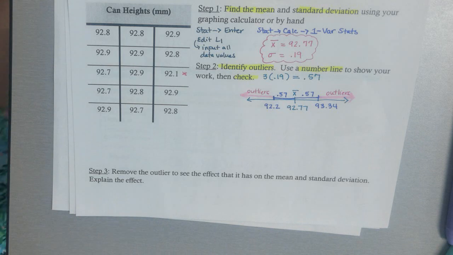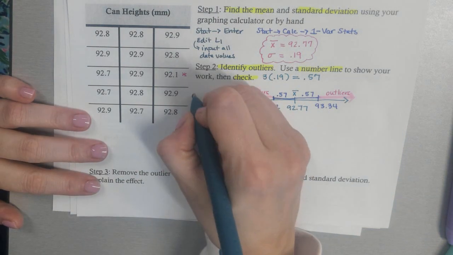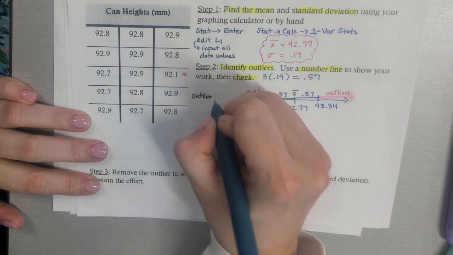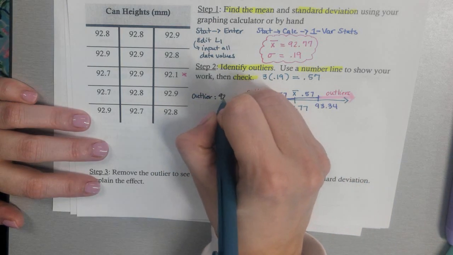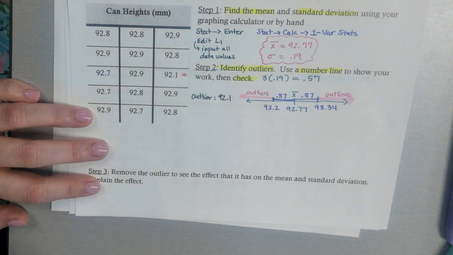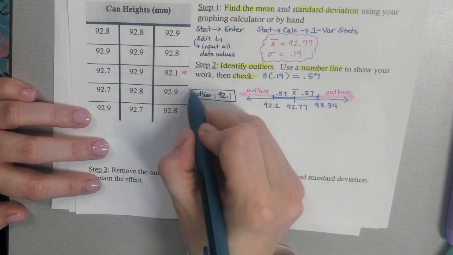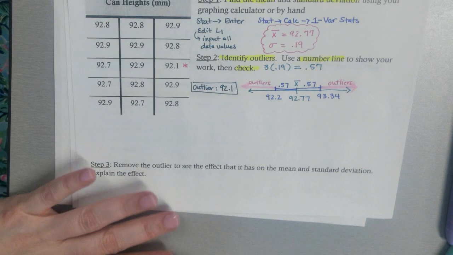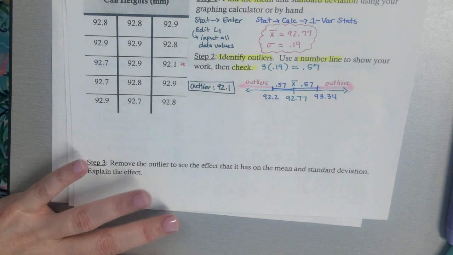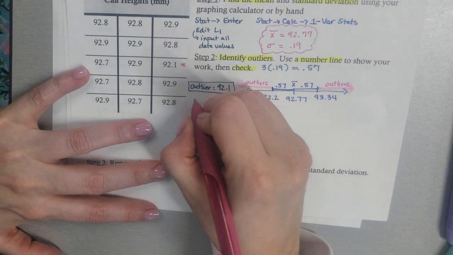No. Okay, so that's going to be our outlier. And like I said, one thing on our test is explanations are going to be prevalent. So we're going to practice how to explain that. Okay, so identify any outliers. That is our outlier. Okay. So there will be something on your test where you have to explain it.